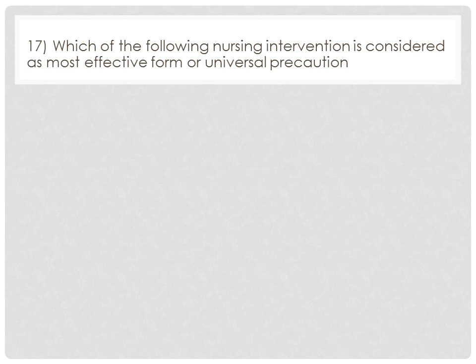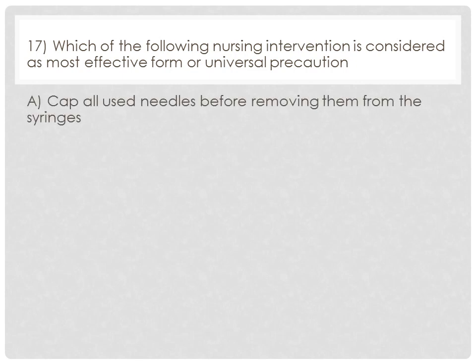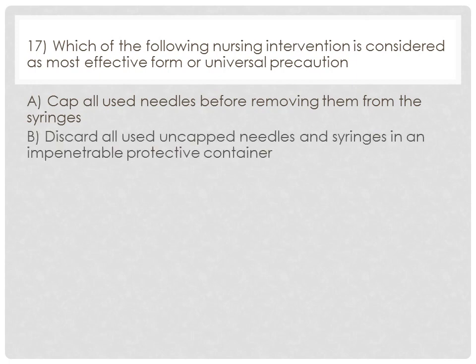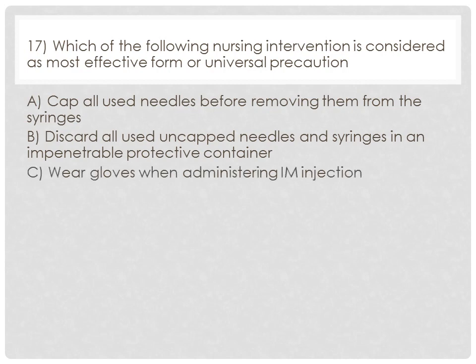Which of the following nursing interventions is considered the most effective form of universal precaution? A. Cap all used needles before removing them from the syringes. B. Discard all used uncapped needles and syringes in an impenetrable protective container. C. Wear gloves when administering an IM injection. And D. Follow enteric precaution. And the answer is option B.